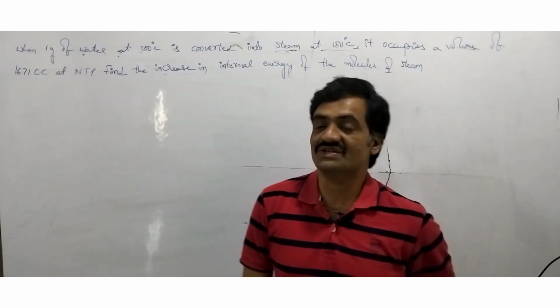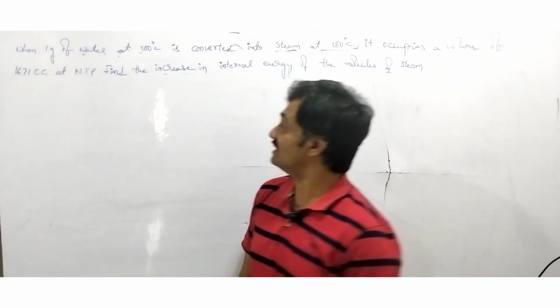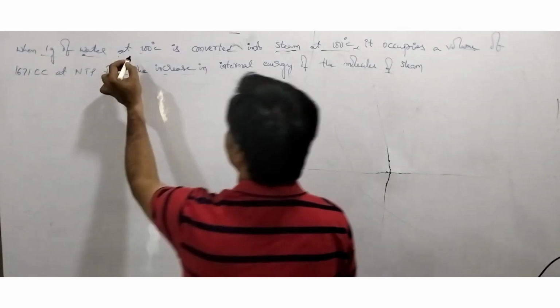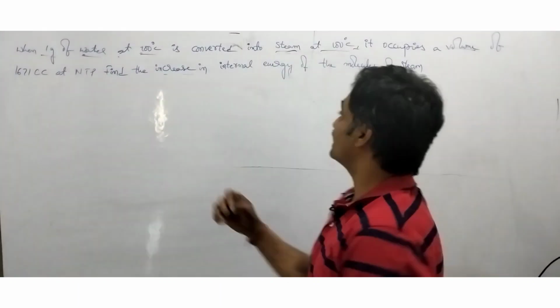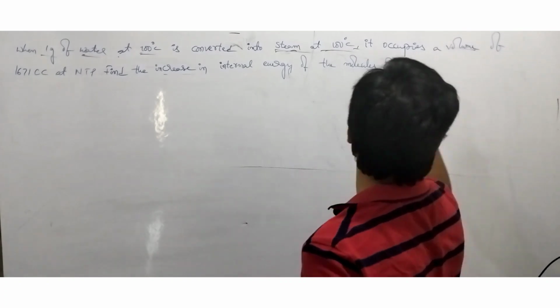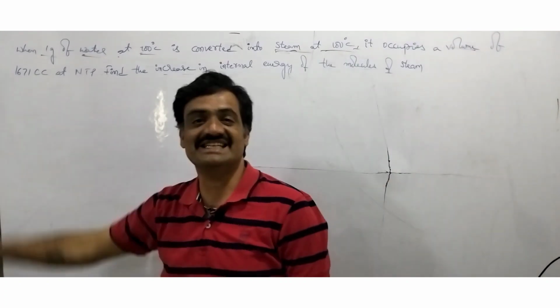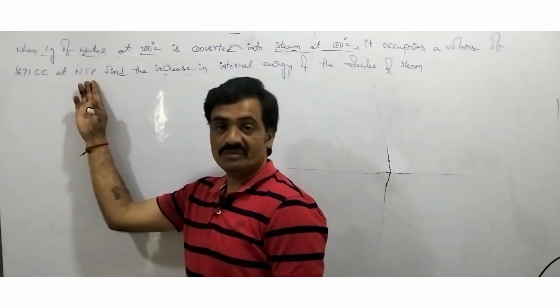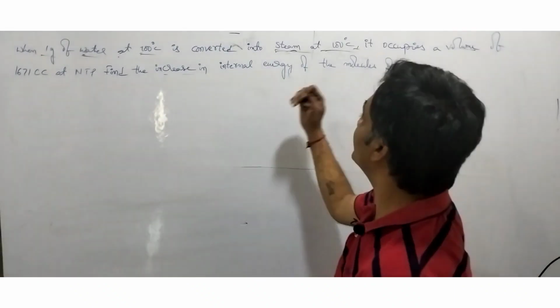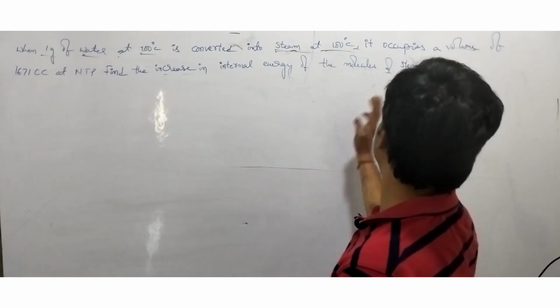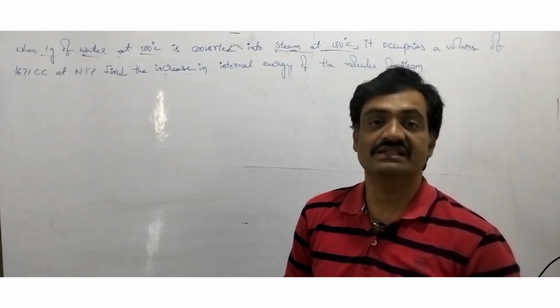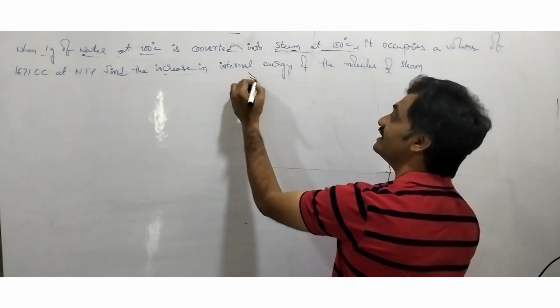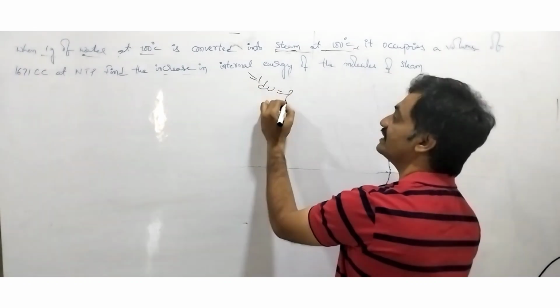Let's solve the problem based on the first law of thermodynamics. Observe that when 1 gram of water at 100 degrees Celsius is converted into steam at 100 degrees Celsius and occupies a volume of 1671 cubic centimeter at normal temperature and pressure, find the increase in the internal energy of the molecules of the system.